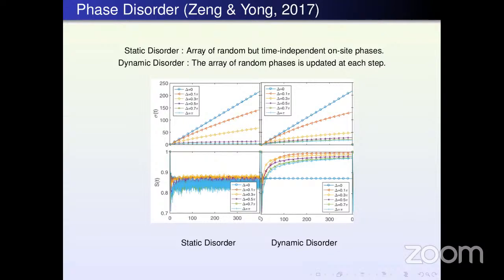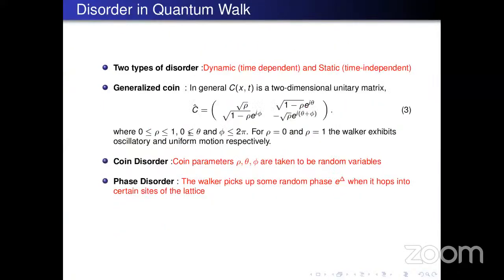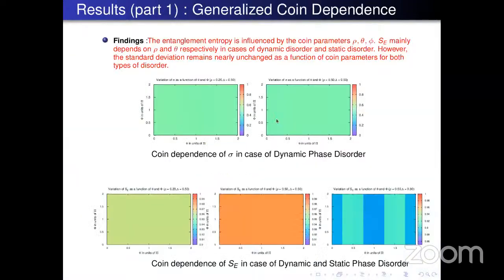Now these results were generated using a Hadamard coin. Now we have introduced a generalized coin. This was the structure of the generalized coin in equation number 3. We have used the generalized coin and studied what happens when we vary the parameters rho, theta, and phi. So now these are the results.